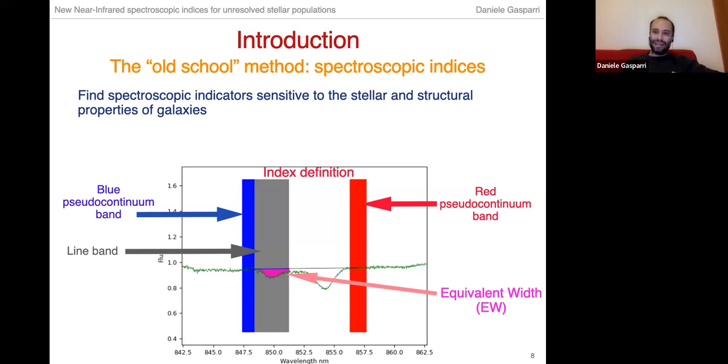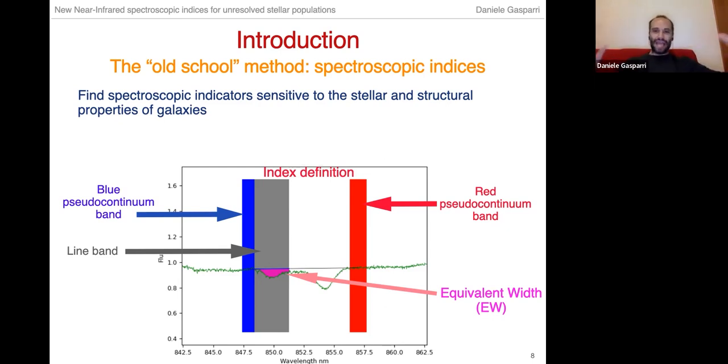We will measure the intensity of the absorption line through the equivalent width. The equivalent width, maybe you know, is just the area, the surface of the line. This equivalent width is measured with respect to a pseudo-continuum level. You can see in this image a pseudo-continuum level which is determined by two pseudo-continuum bands, one on the left and one on the right of the line we want to measure, which are usually close together. So from these two bands, on the blue side and on the red side, we measure the continuum level, and then we measure the equivalent width of the line with respect to this continuum level.